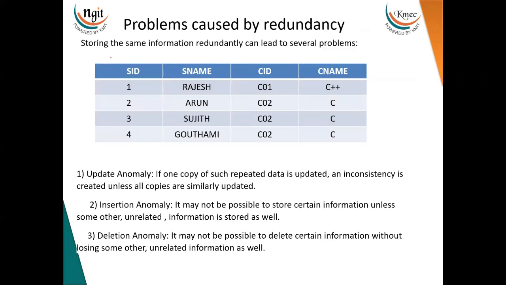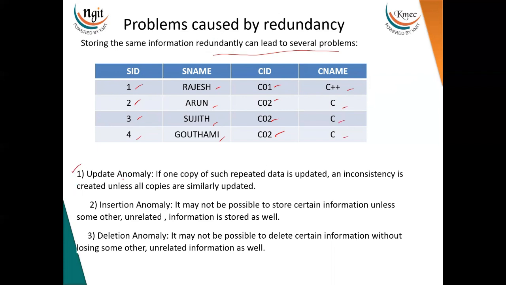Problems caused by redundancy. Storing the same information redundantly can lead to several problems. Redundancy, as said before, is nothing but the same copy of data present in different locations. Now we have an example table here with several attributes like SID, SNAME, course ID, and course name. Also, there are several values which are listed under each and every attribute. Now let us see the different problems that we face with the redundancy.